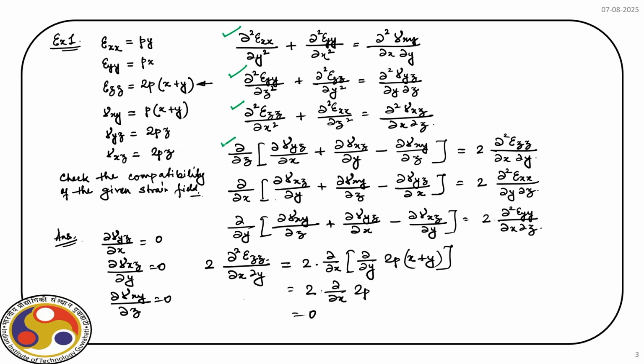So, this one is satisfied. Let us check the other two. For that, we have the first term gamma xz with respect to y. So, gamma xz is here, it is not a function of y. So, this is 0. Next one is gamma xy with respect to z. Gamma xy is here, it is not a function of z.